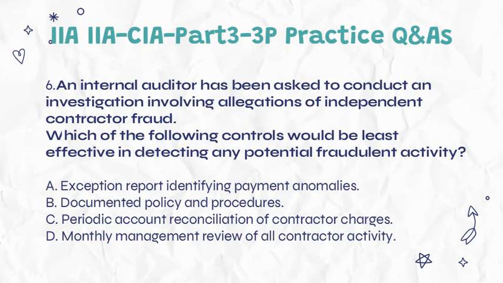6. An internal auditor has been asked to conduct an investigation involving allegations of independent contractor fraud. Which of the following controls would be least effective in detecting any potential fraudulent activity? A. Exception report identifying payment anomalies. B. Documented policy and procedures. C. Periodic account reconciliation of contractor charges. D. Monthly management review of all contractor activity.